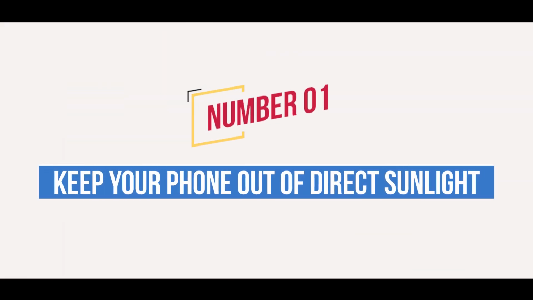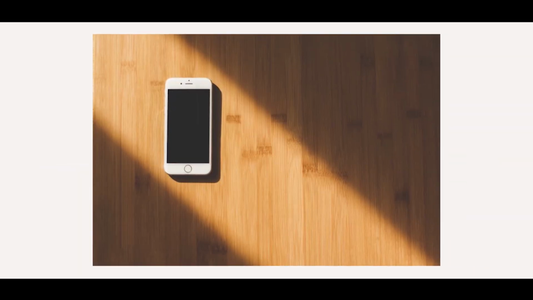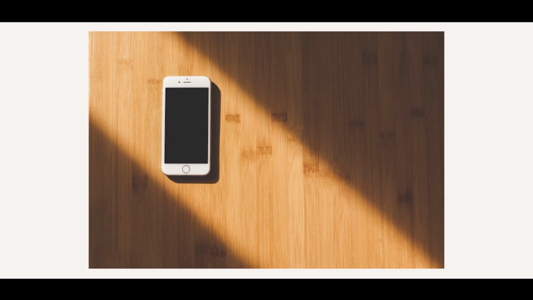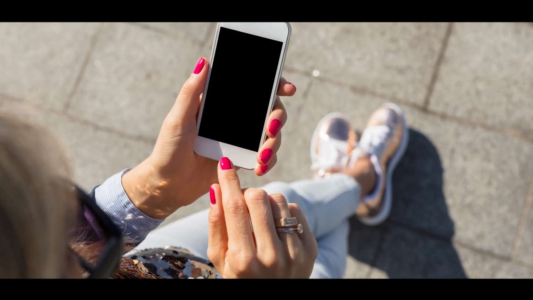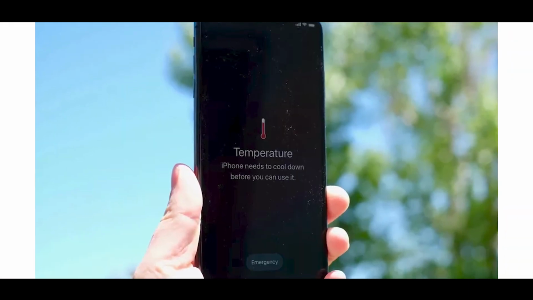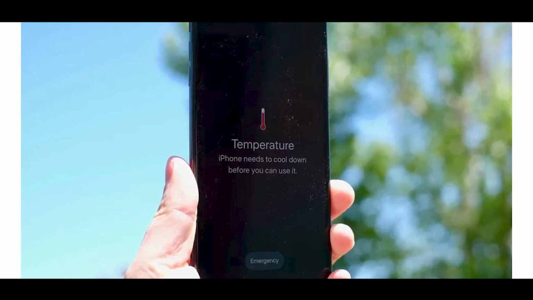Number 1. Keep your phone out of direct sunlight. This may seem like a no-brainer, but keeping your phone out of direct sunlight will help you avoid an overheated, unusable phone. Light and heat is captured and retained by your phone, as opposed to reflecting it back, meaning that it gets exponentially hotter the longer you leave it in full sun.